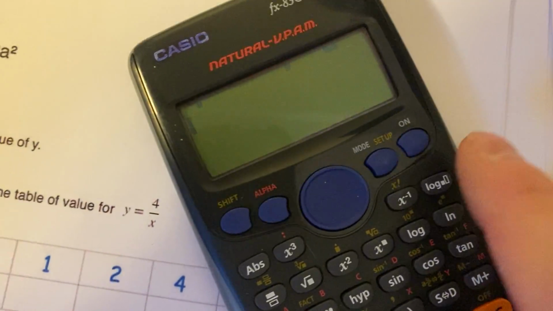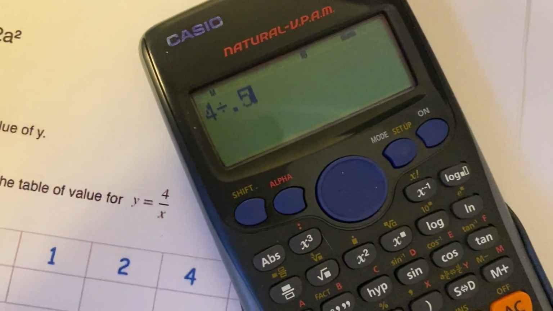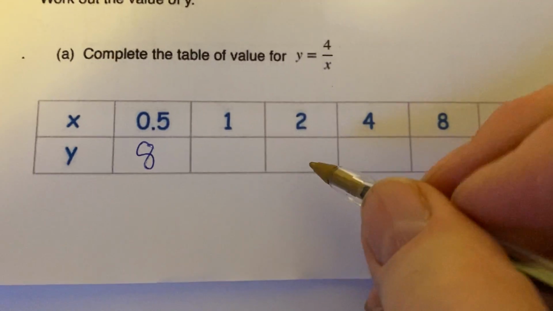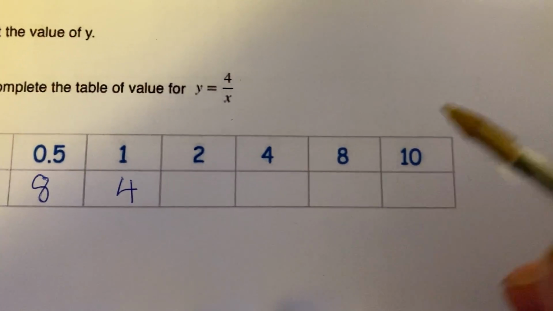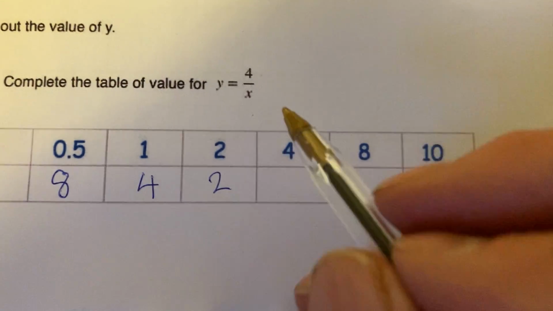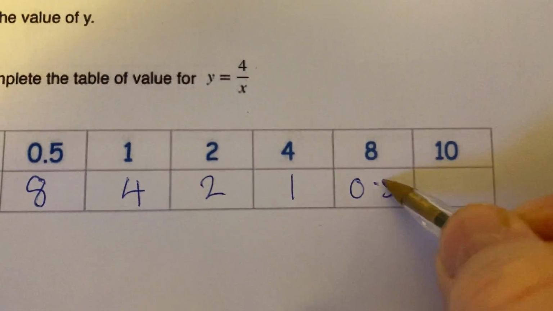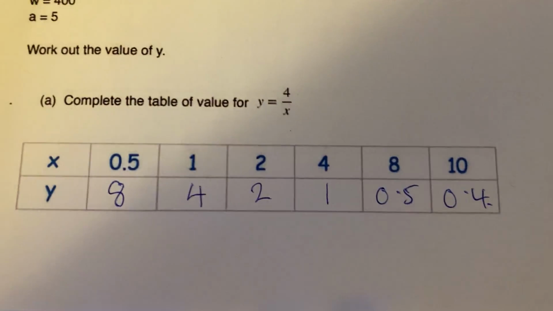Now you can use your calculator. So in this case, use your calculator. 4 divided by 0.5, and it comes out as 8. Okay. And do use your calculator in this. 4 divided by 1 is 4. 4 divided by 2, 2. I'm doing it this way because I'm confident, but in the exam, just use your calculator. 4 divided by 4, 4 divided by 8, and then 4 divided by 10. And that's what you should have got.